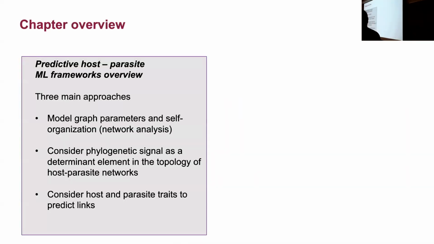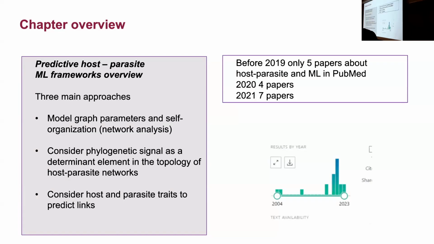Okay, so basically, I did some searching on the internet, and before the pandemic, there were few teams looking at how to predict host-parasite interactions with machine learning. Actually, I just found 4 papers in 2018, 5 in 2019, 4 in 2020, and then boom, in 2021, 7 papers, and so on. Now it should be more. So basically, at that moment, there were 3 main ways that people tried to predict these host-parasite interactions.